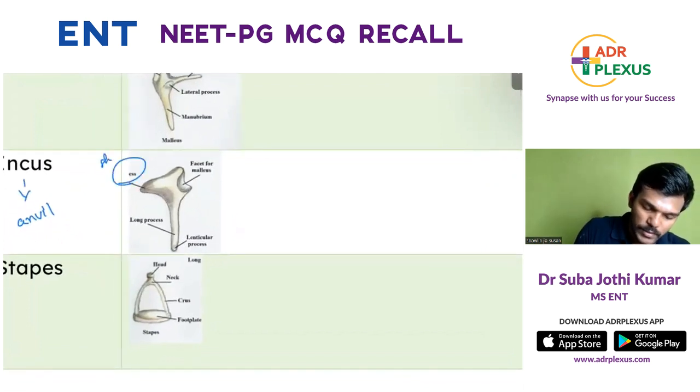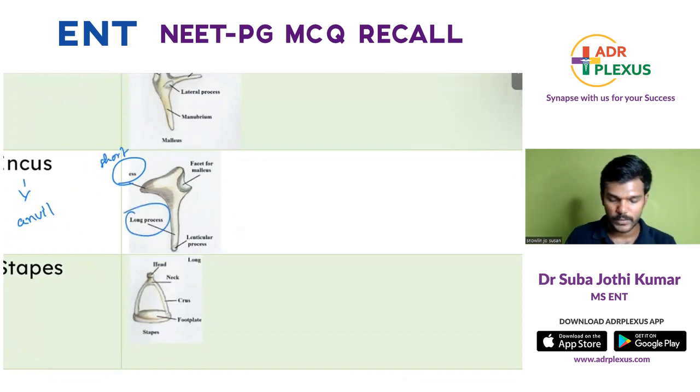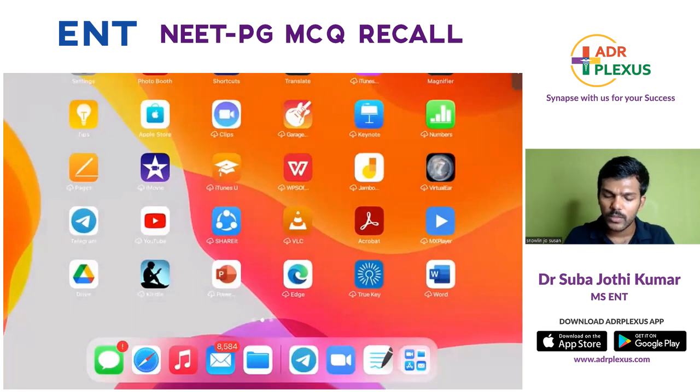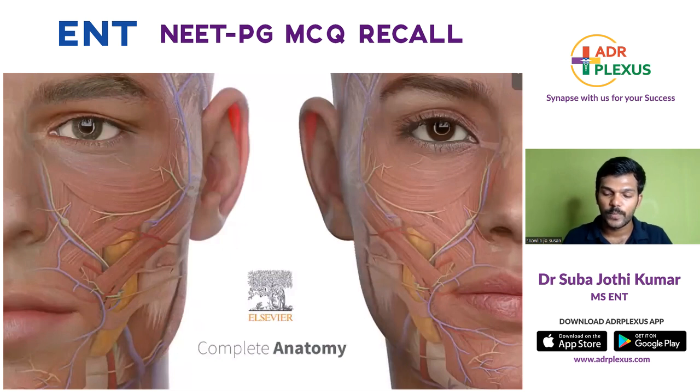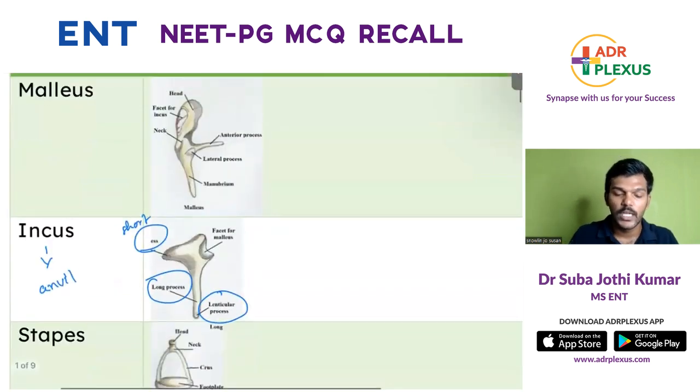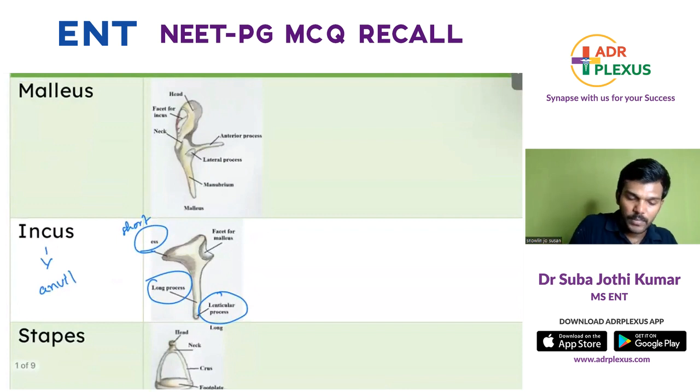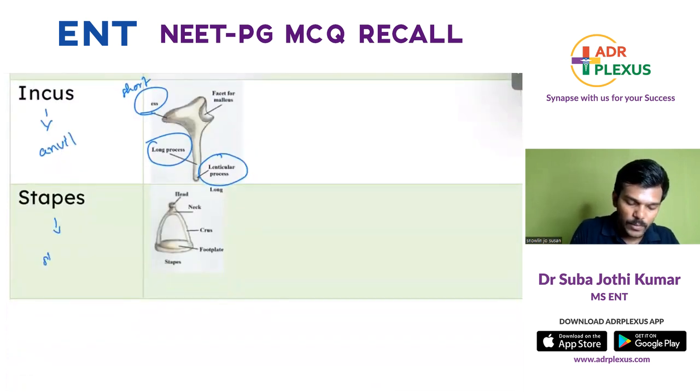The short process of incus, the long process of incus, as well as the lenticular process of incus. Okay. See, I have told all these things in the form of a three-dimensional orientation. So I'm going to show you the three-dimensional orientation of malleus, incus, and stapes as well. That will give you a good idea about the orientation, the important shape and surgical anatomy. Okay. So first we'll finish some theory part. Malleus is the shape of a hammer. Stapes has the shape of a stirrup.